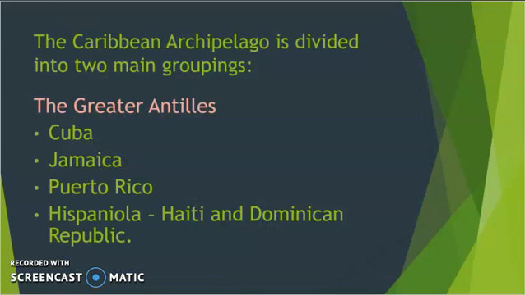So we're looking at the Caribbean archipelago, and it is divided into two main groupings. The first main group is the Greater Antilles. So the Greater Antilles are islands like Cuba, Jamaica, Puerto Rico, Hispaniola. And Hispaniola is a large island consisting of two countries, Haiti and the Dominican Republic.